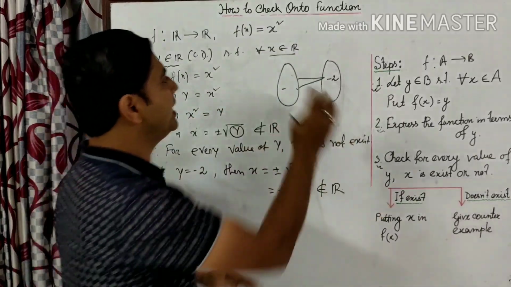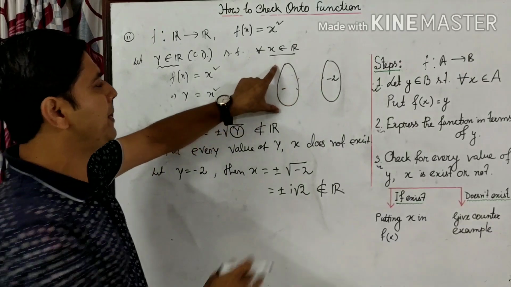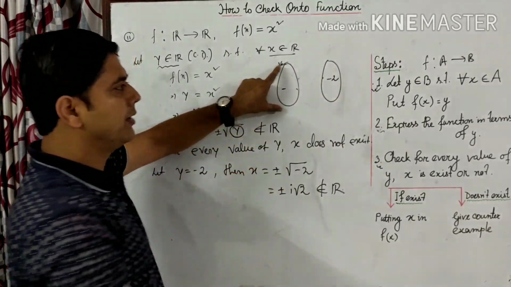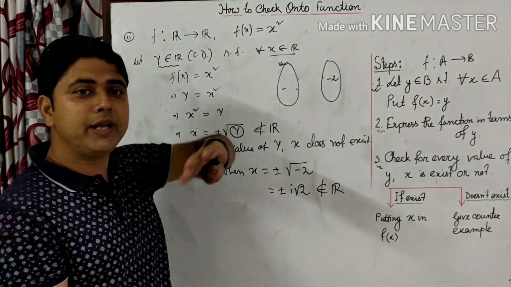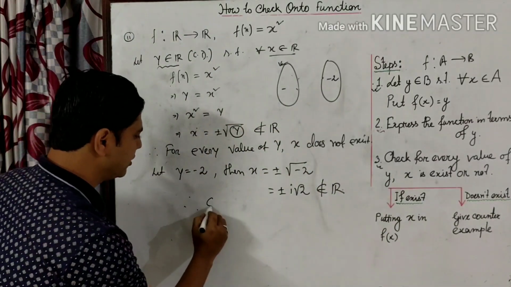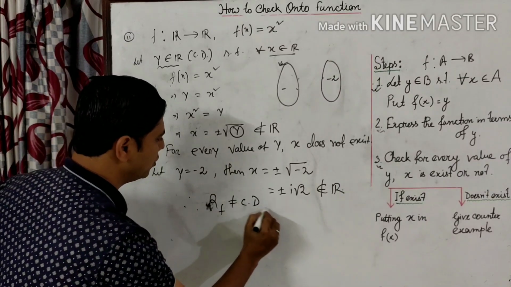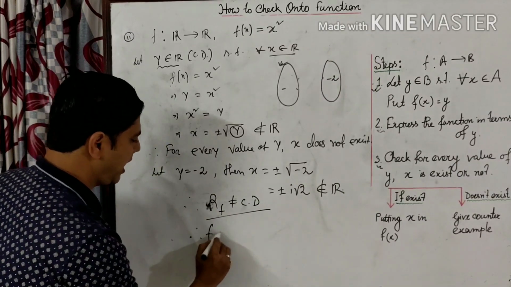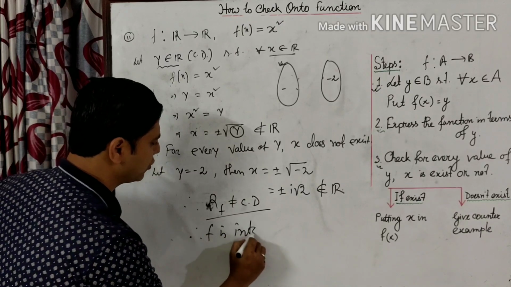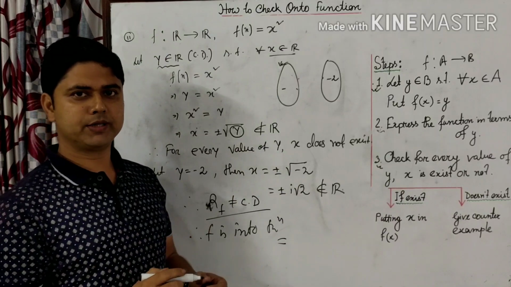Because of the missing pre-image, this element is not related with any element of this set. That means the codomain is not equal to the range. Therefore, the range of this function is not equal to the codomain. Hence, f is an into function.